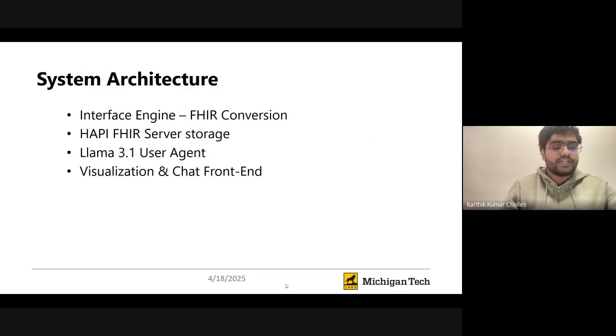The system architecture: we ingest raw HL7 ORU, ADT, and CCDA messages, convert them to FHIR resources via an interface engine, then store them in a HAPI FHIR server. A fine-tuned Llama 3.1 agent queries that server for observations. On the front end, we render interactive Plotly charts and use the same LLM pipeline to generate concise clinical summaries or conduct a live chat session.